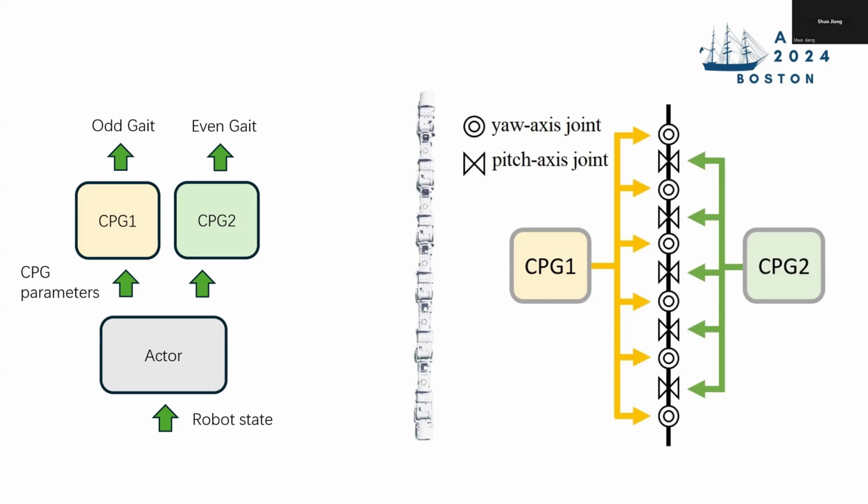There's an actor taking the robot state and outputting the CPG parameters to control the 2 CPG models. And the 2 CPG models will translate such CPG parameters to the corresponding odd gait and even gait to control the 2 groups of joints.